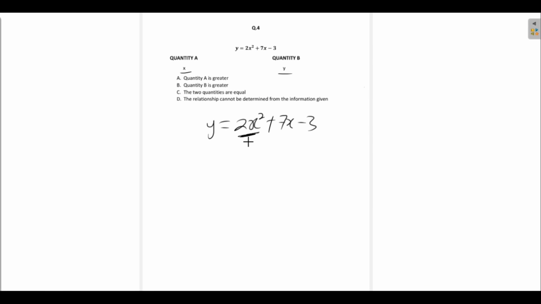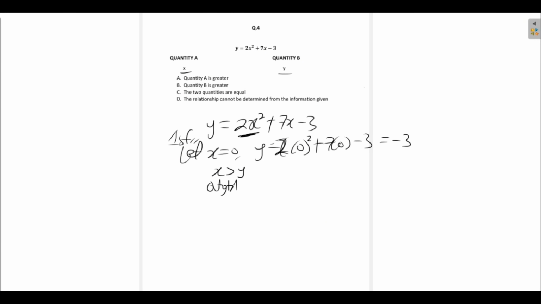However, let us not be quick to conclude that because y involves the squaring of x, y generally grows faster than x, so we will say that y is greater than x, hence quantity B is greater. No. Let us test with numbers. Let us test with x equals 0. If x is equal to 0, then y is equal to 2 multiplying 0 squared plus 7 times 0 minus 3, and of course, this is going to be negative 3. So in this first case, we have x being 0, y being negative 3. When we compare, we realize that x is greater than y. Hence, we can say that quantity A is greater.